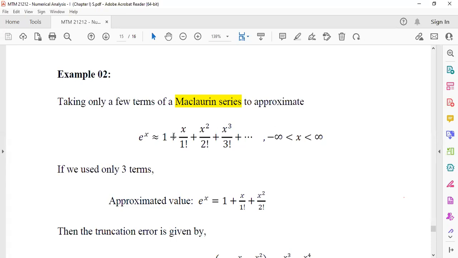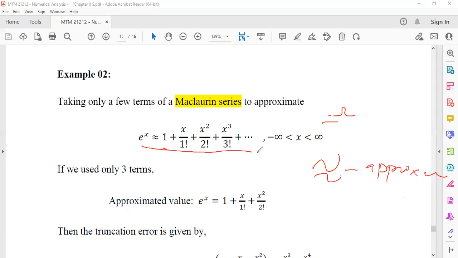The idea of this one: the exponential of x is approximately equal, because we can get any number up to infinity. That's why I put the approximated value. This symbol is also an approximated value. So e to the power x is equal to 1 plus x over 1 factorial plus x squared over 2 factorial plus x cubed over 3 factorial, it goes on.